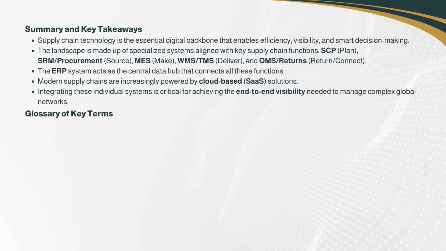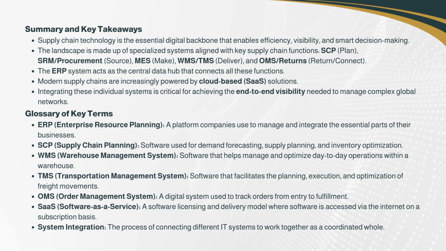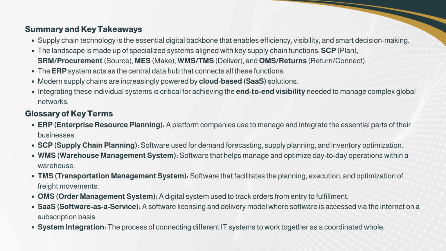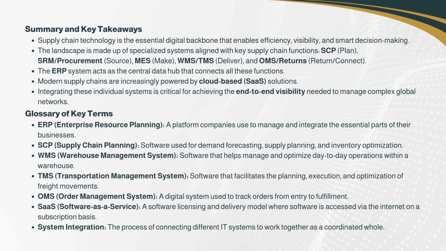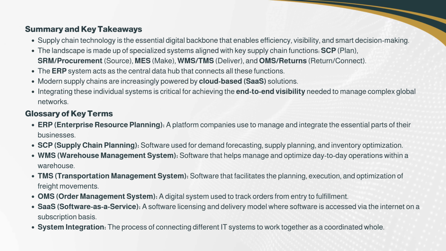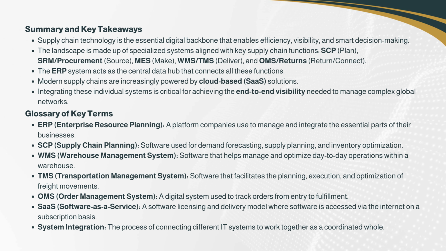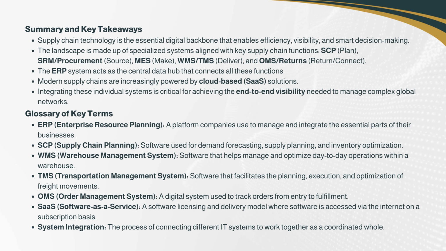Glossary of Key Terms. ERP, Enterprise Resource Planning, a platform companies use to manage and integrate the essential parts of their businesses. SCP, Supply Chain Planning, software used for demand forecasting, supply planning, and inventory optimization. WMS, Warehouse Management System, software that helps manage and optimize day-to-day operations within a warehouse. TMS, Transportation Management System, software that facilitates the planning, execution, and optimization of freight movements.